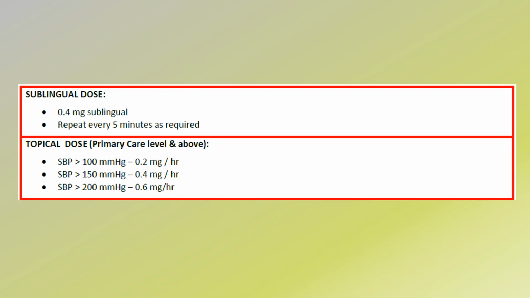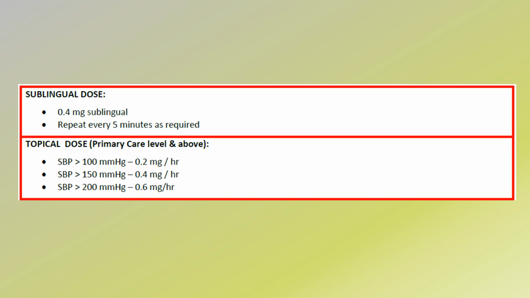The dose is unchanged. It's still 0.4 milligrams every 5 minutes as required. The topical doses are applied in the ACS setting just as required. So you can do it initially or you can do it later on, but the patches are applied according to the patient's systolic blood pressure. So if the patient's systolic blood pressure is 180, then you would apply 0.4 worth of patches.